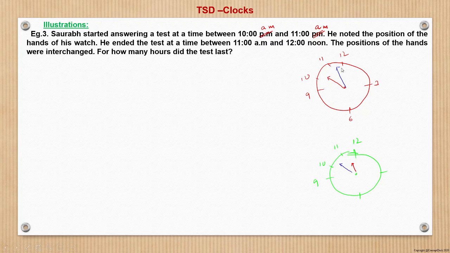So let us see here the problem. Let us assume that this distance be d units, right? So hence this distance would also be d units because just the positions are interchanged. Hence the distance between the two hands here also will be d units. Now we know that when we know the distance between the two hands, we can find out the time at which that position is there.